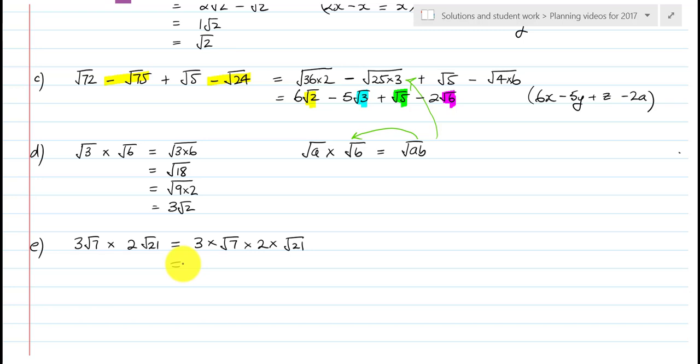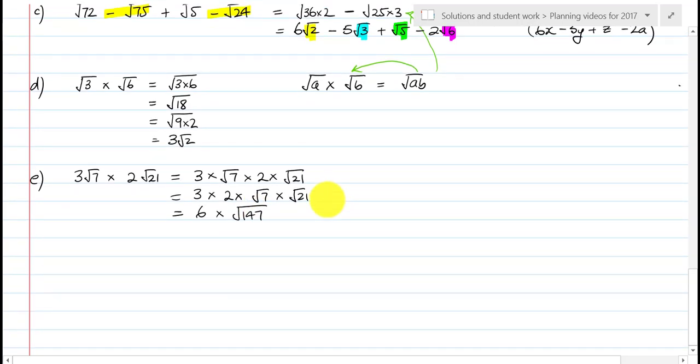And that's really helpful in this case because I can change the order to be 3 times 2 times root 7 times root 21. And that makes it easy to see that I just multiply the whole numbers to give me 6, and I multiply the surd to give me the square root of 7 times 21 is 147. So I've got 6 root 147. Now I do my check again. 147 is 49 times 3. And 49 is 7 squared, so I get 6 times 7 root 3, which is 42 root 3.